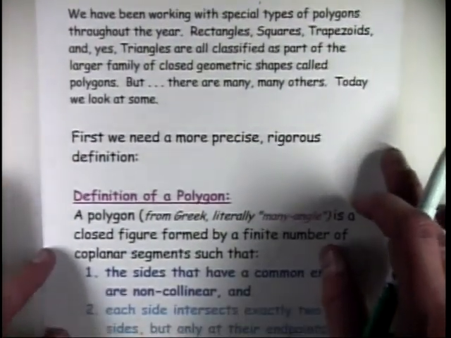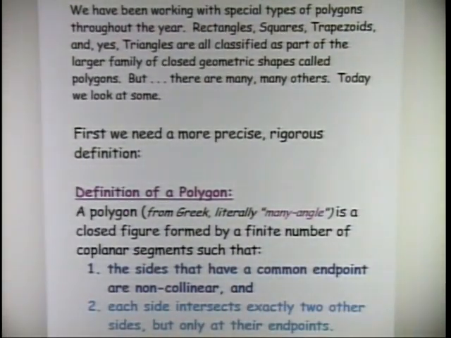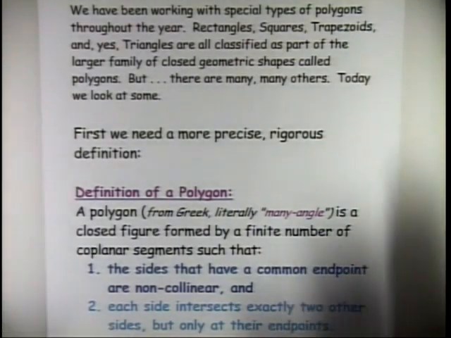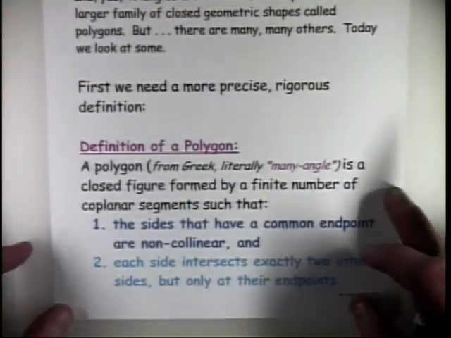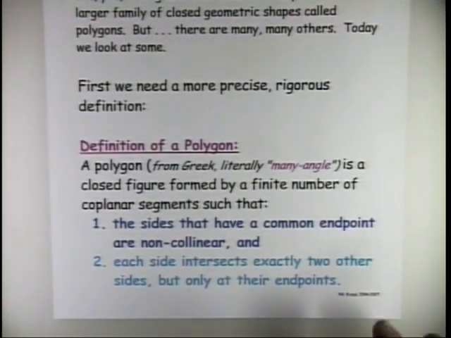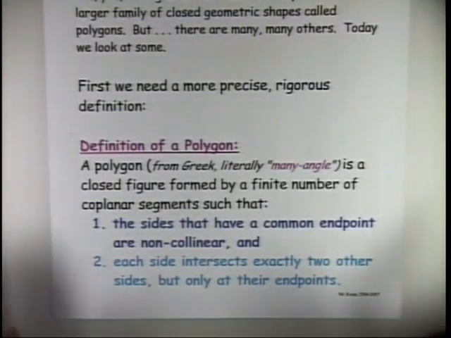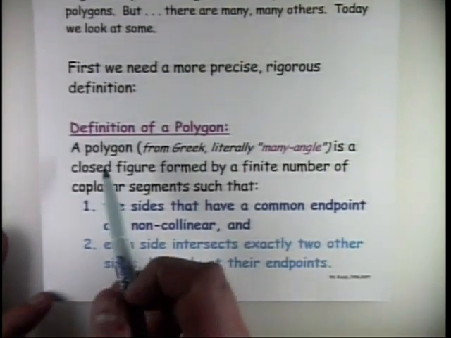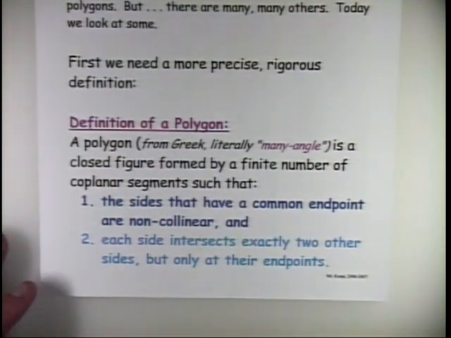But before we start looking at the family, we really need a more precise, rigorous mathematical definition. Mathematicians have been pretty famous or infamous for making rigorous definitions, which some people think kind of overcomplicates it. But it does give us a checklist that we can kind of measure against so that we know whether or not something is a polygon. Today is no exception. So here is the definition of a polygon.